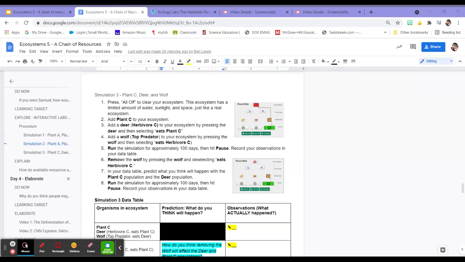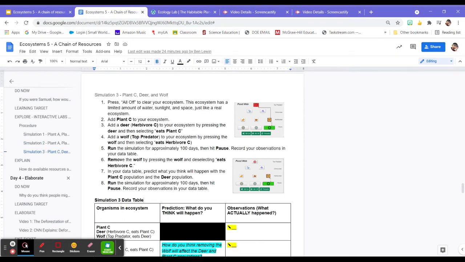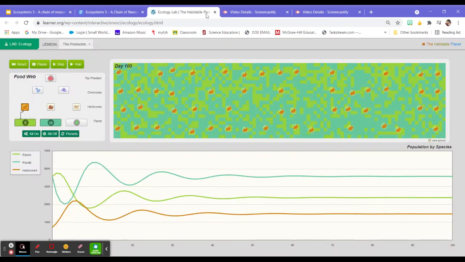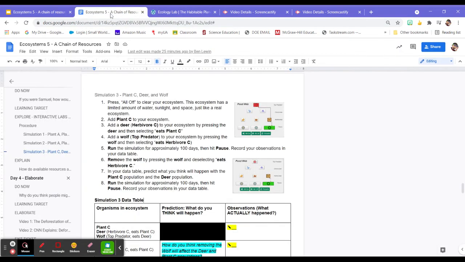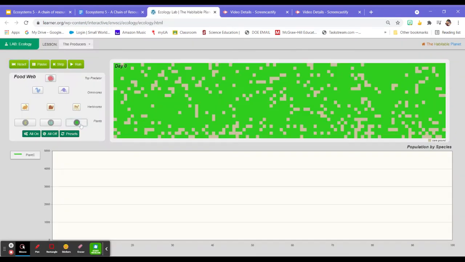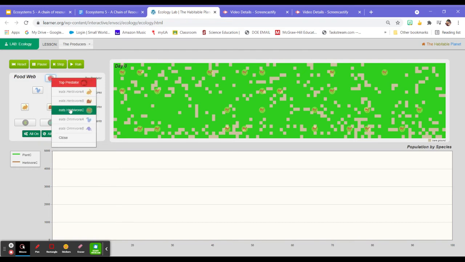Hi everybody, we're now going to look at Simulation 3, which involves Plant C, the deer, and the wolf. So let's go back to our ecosystem, and we're going to hit Clear All, or All Off, to clear out the ecosystem and reset. I like to reset also. And now we're going to add Plant C, Herbivore C, which is the deer, and we're going to have Herbivore C eat Plant C, and then we're going to add our top predator, the wolf, which is going to eat Herbivore C.